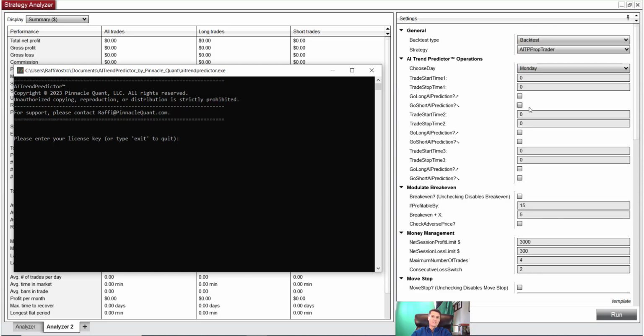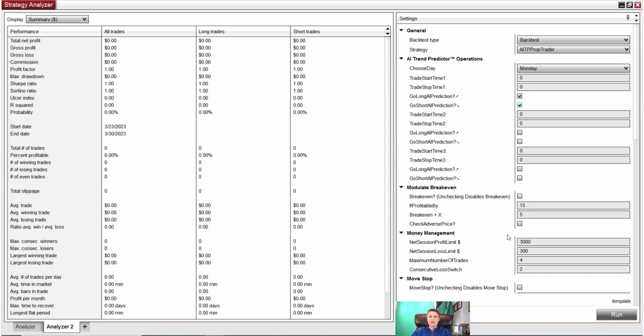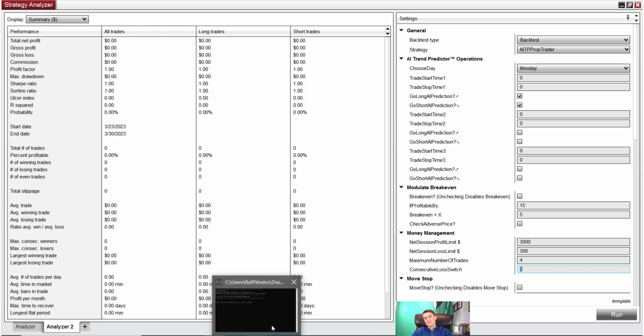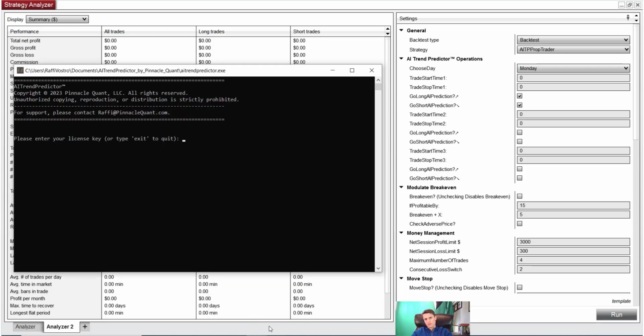And then, let's say you were to pick both sides, long and short. The consecutive loss switch will essentially, if you put that at 2, let's say it takes 2 short trades in a row, then it will automatically switch to the long side if it loses those two short trades. Okay, and same is true on the long side. Let's say it then switches to the long side and takes two more trades and loses those two, then it's going to switch back to the short side. Whatever number you put here is how it's going to act.